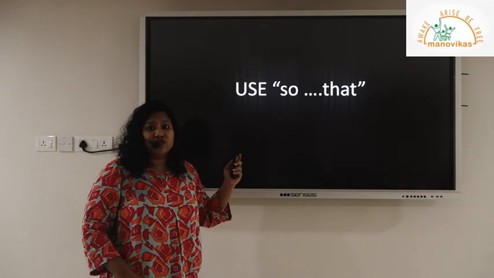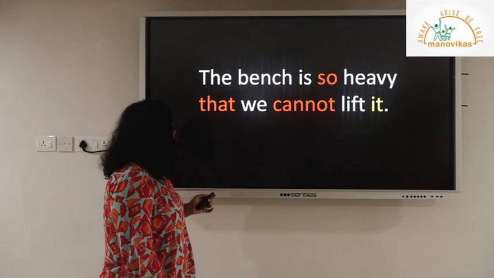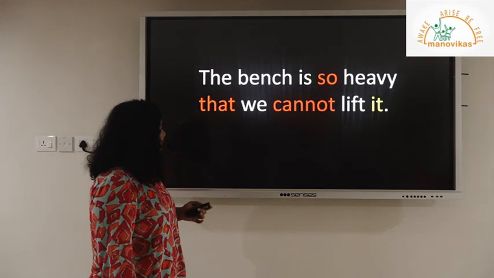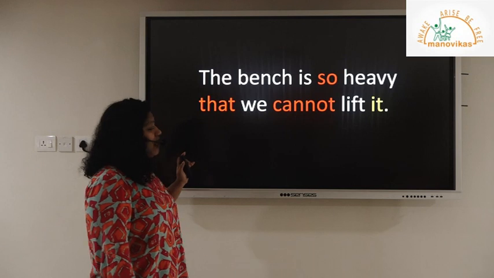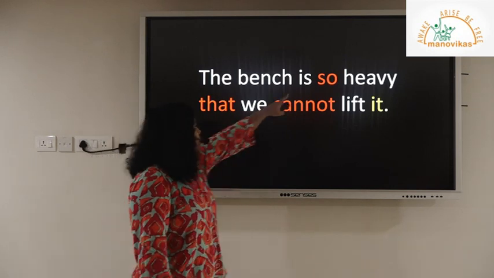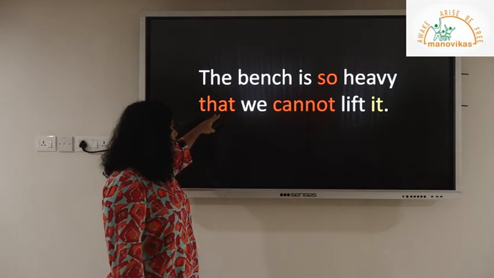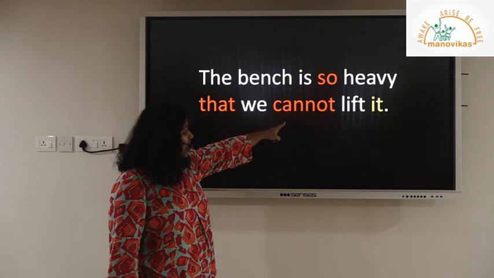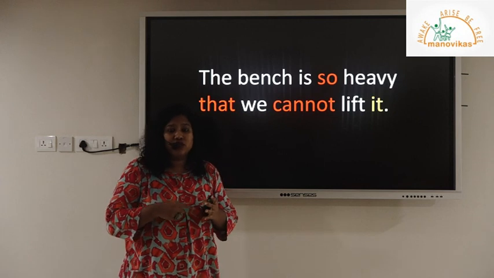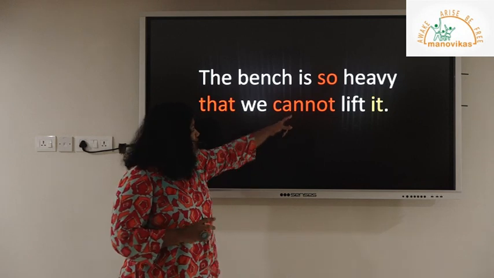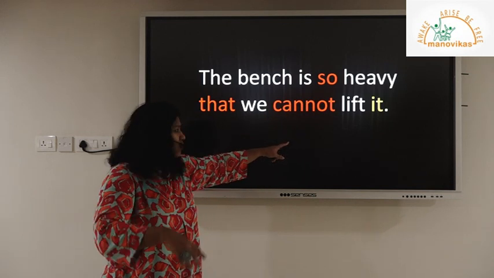So I'm going to start transforming that sentence by removing "to" and adding "so that". The bench is so heavy that we cannot lift it. Why have I highlighted these words? The bench is so comes before the verb, before heavy, and that follows we cannot. So you can use modal auxiliaries: can, cannot, will not, should, shall. These are some of the auxiliaries that can be used, if you don't know what an auxiliary is.